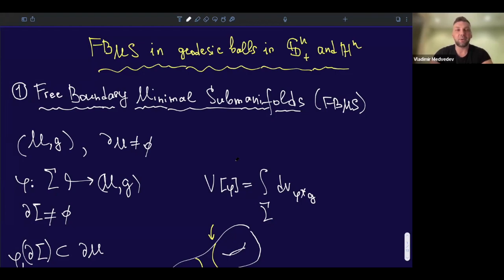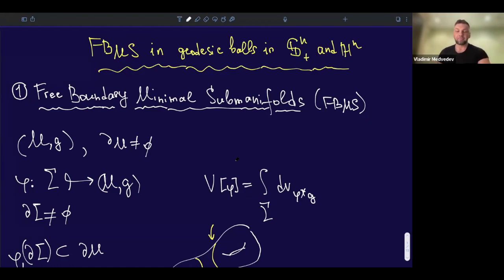As Asma already said, I'm going to talk about free boundary minimal submanifolds, FBMS for shorthand. And I'm going to start with definitions. Just a quick reminder, what is a free boundary minimal submanifold?